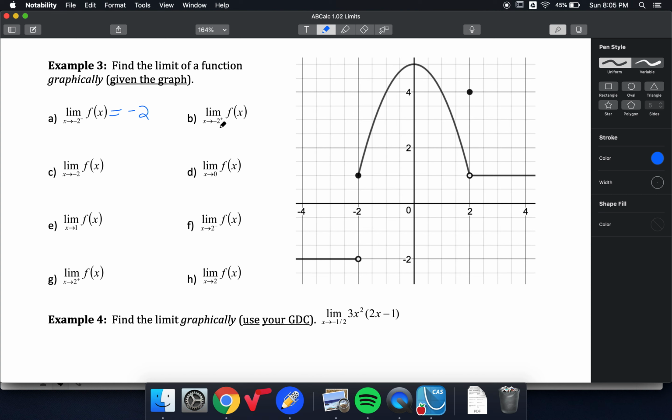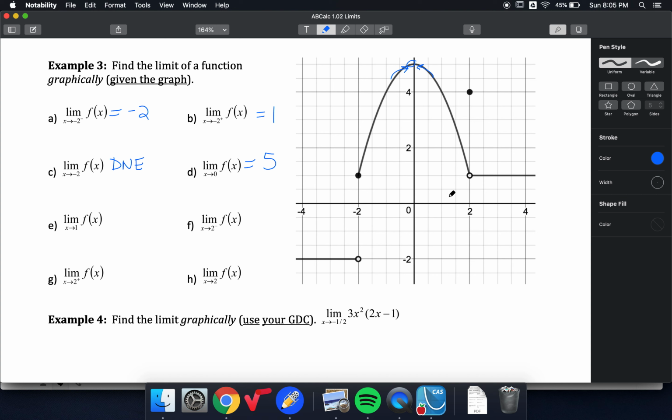If I approach -2 from the right, well, I'm tracing my function as I get closer to -2 from the right. That value is approaching 1. The limit as x goes to -2 does not exist because those two are not equal. The limit as x goes to 0, going from either direction, here or here, I'm approaching the value 5. So that limit does exist.